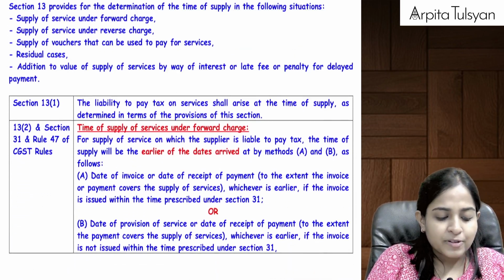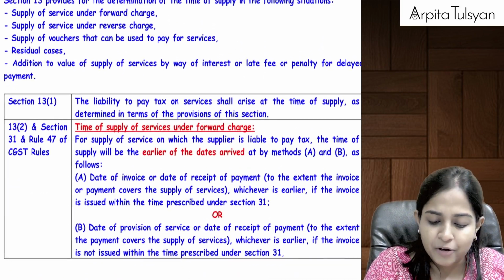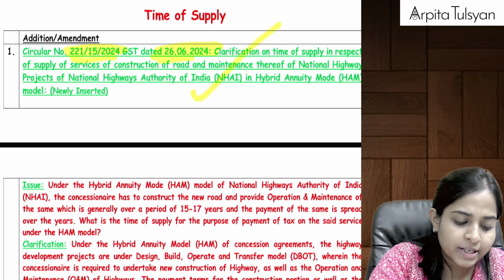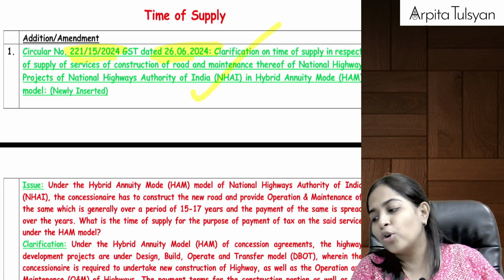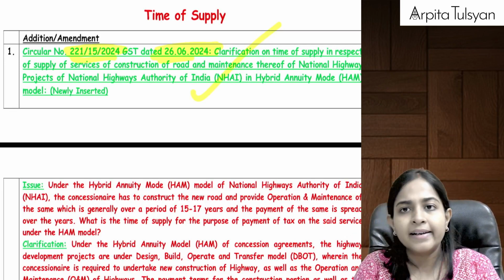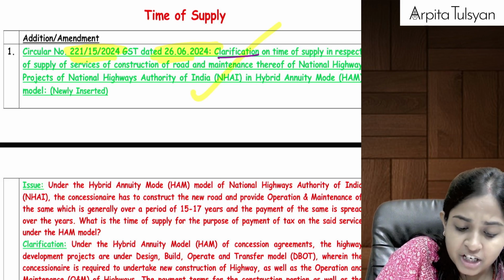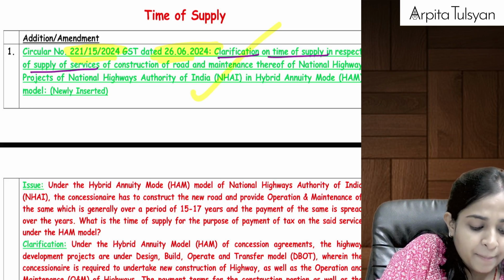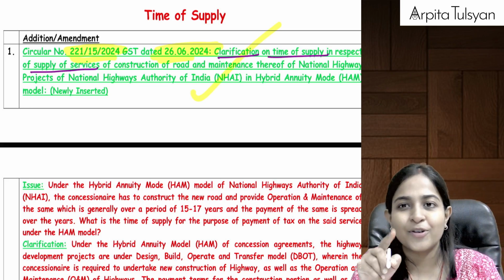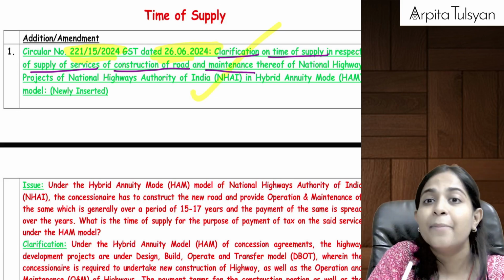So section number 13.2 was talking about normal forward charge, time of supply of services under forward charge and all those things. Let's try to understand what this is. Now this is again a clarification, no new concept added here. Let's try to understand. Clarification on time of supply in respect of supply of services. Services means we know section number 13 is applicable, of construction of road and maintenance.